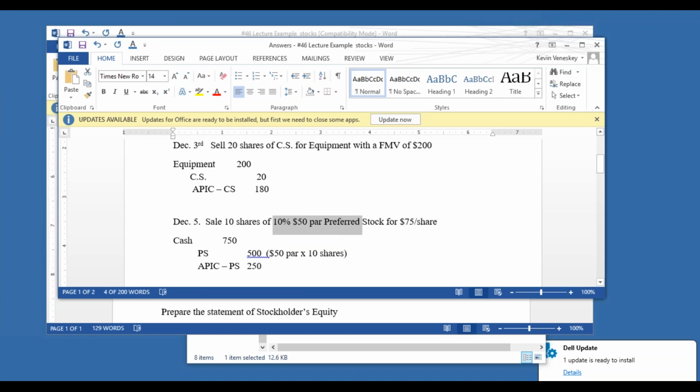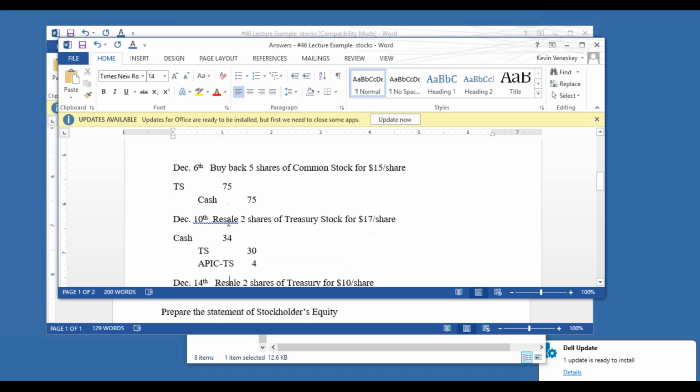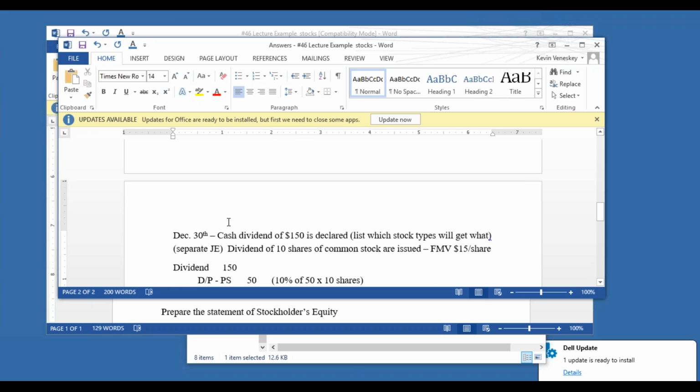Remember back up in December 5th, I issued 10 shares of 10% $50 preferred stock. The first thing I need to do is combine these two. 10% of the 50 says for every share of preferred stock, I'm going to give them $5 of dividend. And then the only other thing I need to decide is how many shares are out there. If I give $5 per share, there are 10 shares currently out. So 10 times $5 a share, my preferred stockholders are going to get the first $50.